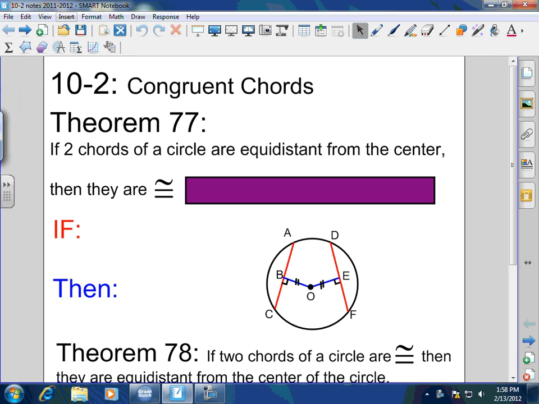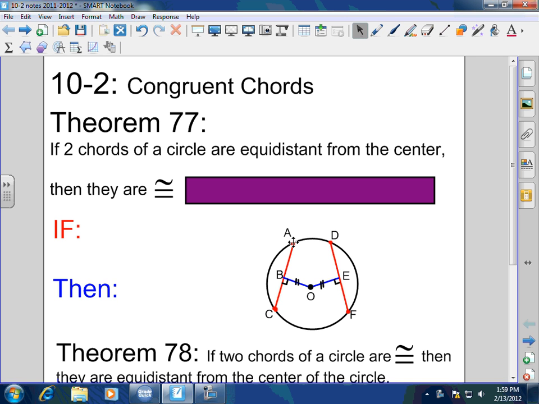So today we're going to be talking about chords, congruent chords to be specific. There's a lot of things that entail a circle. And as we know, a chord is not a diameter. A chord is a segment that goes from one endpoint of the circle to another endpoint of the circle. So AC here would be a chord, and DF would be a chord.